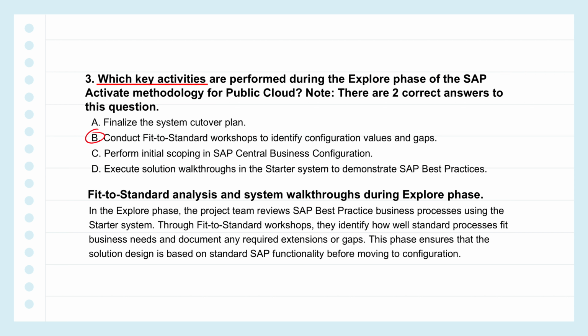What's the second core activity? The second one is executing solution walkthroughs. This is absolutely vital. You use the provided starter system to actually demonstrate how the standard processes work. So showing, not just telling. Precisely. You're proving to the users, look, this is how the standard process runs out of the box. You get their buy-in before moving into detailed setup. Skipping this often leads to scope creep later because expectations weren't managed.